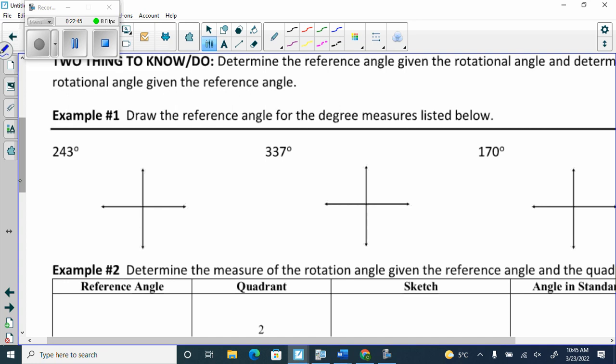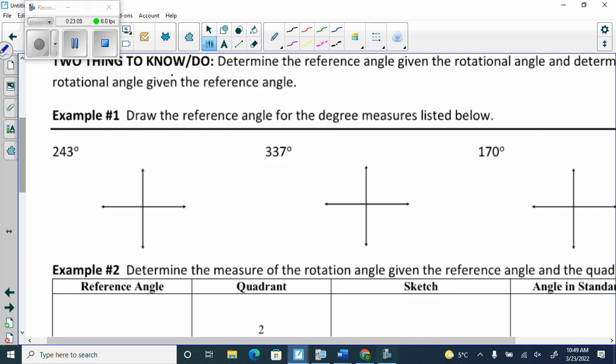We need to get good habits so that when we open it up past 360 or less than 0 next year, we can do it. We're not overwhelmed because we're so good at this. We understand it. We don't memorize. So label, label, label. Plot the angles first. Go through and plot all the angles first, like we just did. Then go back and try to get the reference angles.